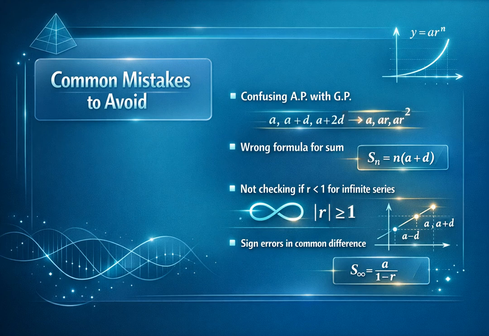Avoid common mistakes. Don't confuse AP with GP. Check whether terms have a constant difference or a constant ratio. Use the correct sum formula for each. For infinite series, always verify that the absolute value of r is less than 1. Watch for sign errors in the common difference.